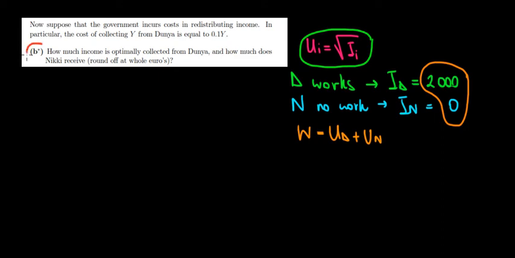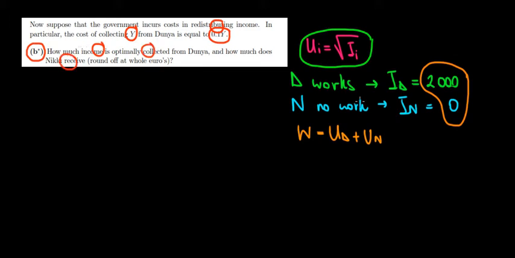Let's work on question B in this video. Suppose that the government has a cost of redistributing income, and the cost is equal to 0.1 times Y, where Y is the money that is being collected from Dunya to give to Nikki. How much income is optimally collected, and how much does Nikki receive?